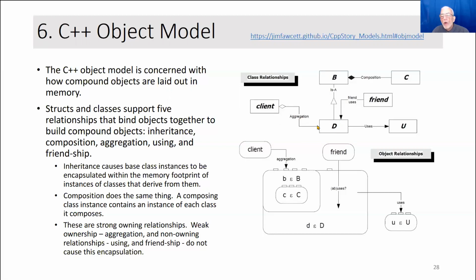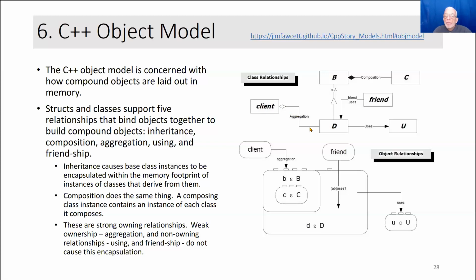Aggregation is a weaker ownership relationship. D is not an indelible part of client. When client starts, there is no D object yet. The client may or may not decide to create an instance of D. And typically, it might do that by creating an instance of D on the heap and holding onto a pointer to D. But it might simply allocate an instance of D in one of its member functions as well. So that's also an instance of aggregation.